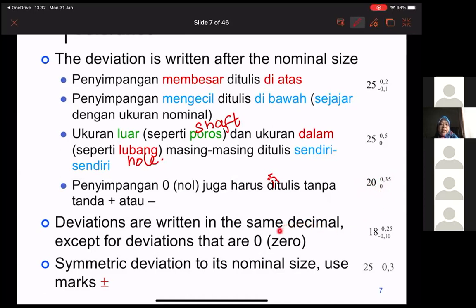Okay, and then the deviations are written in the same decimal places, except for deviations that are 0. For example, this is 18 millimeters for the nominal size, and the upper one is 0.25, and the lower one is minus 0.1. So the allowable manufacturing, when we measure it, is minus 0.1. And if we use the same deviation, we should use a plus minus, so we have to write plus minus here. So those are some rules for deviation.